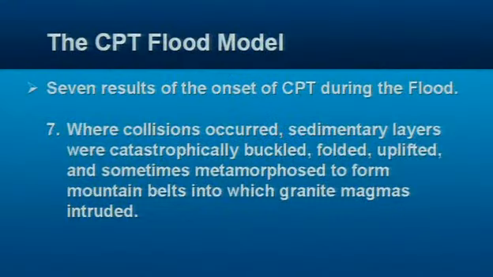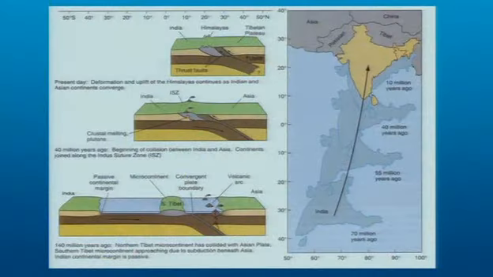And then where collisions occurred between these plates, the layers would be buckled, folded and uplifted, and the heat and the pressure would metamorphose the rocks and melt some of them to produce the granites. And that's what we see. For example, as I said before, the Himalayas were formed as the Indian plate slammed into Asia. And the buckling produced those high mountains.